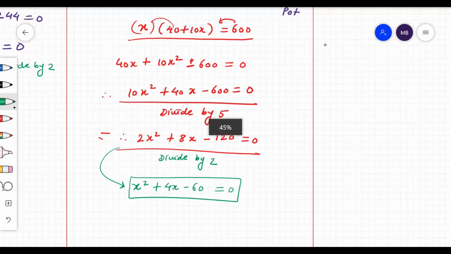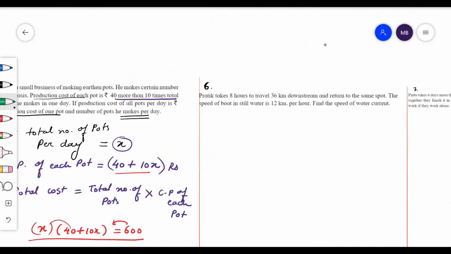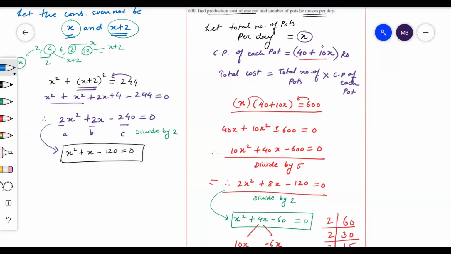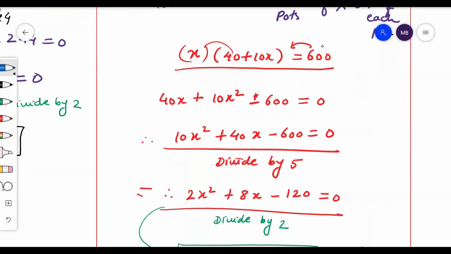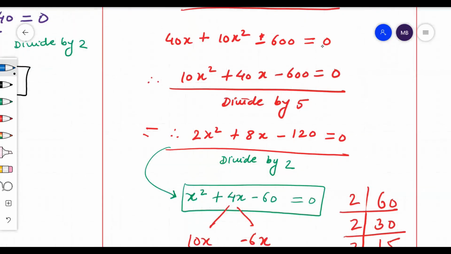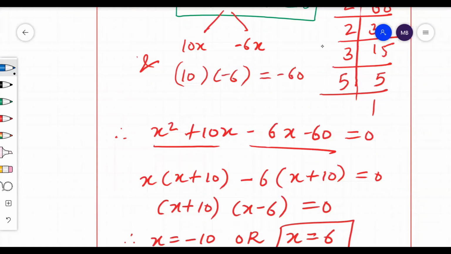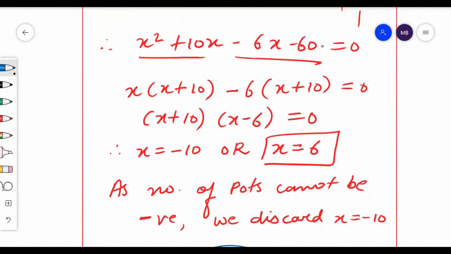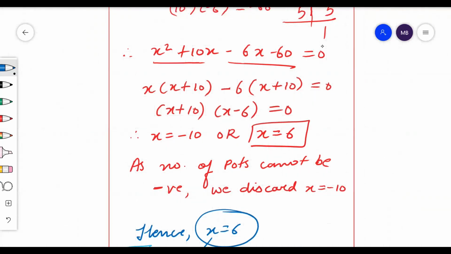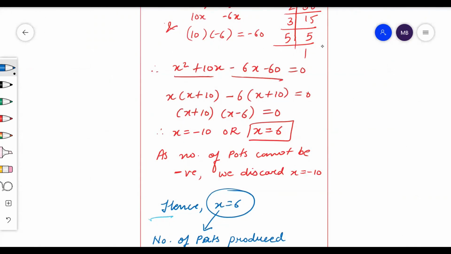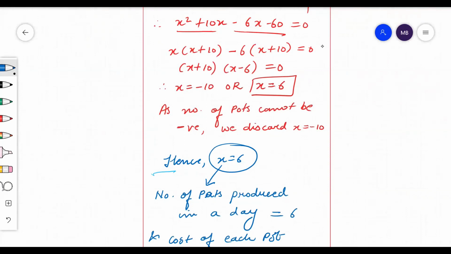Let us go to one more situation. Now see, I've solved this quadratic by splitting up the middle term. The answer that I got is either x is equal to minus 10 or x is equal to 6. Now we know the number of pots cannot be negative, so therefore we discard the x is equal to minus 10 value. So therefore x is equal to 6.